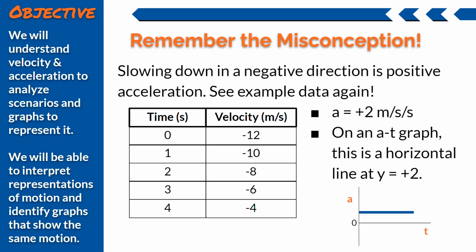All right, again, back to our misconception. Slowing down in the negative direction is positive acceleration. Here's that same data. Negative 12, negative 10, negative 8, negative 6, negative 4. My change in velocity each second is positive 2 meters per second each second. That's my acceleration. On an AT graph, it would look like this with a y-intercept of 2. So again, back to that misconception.